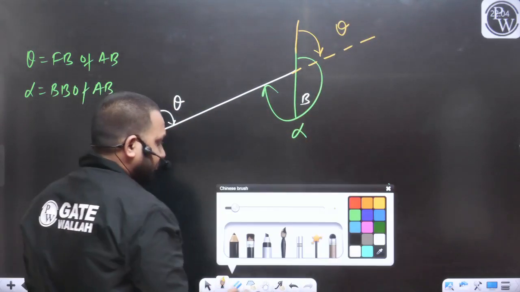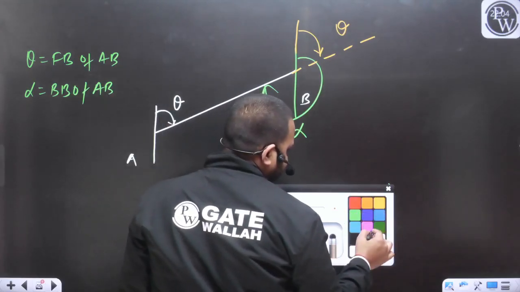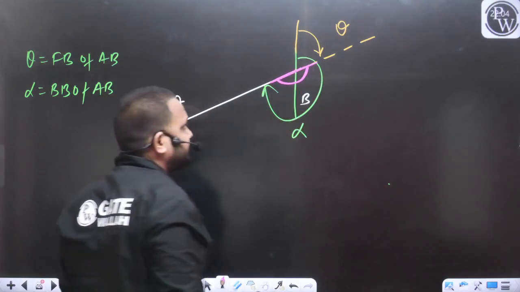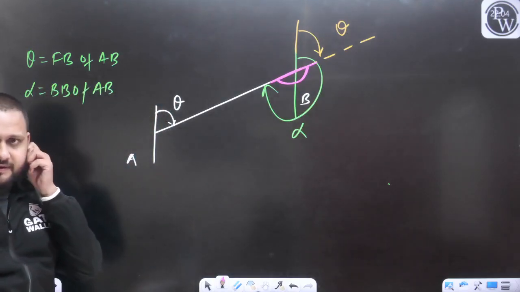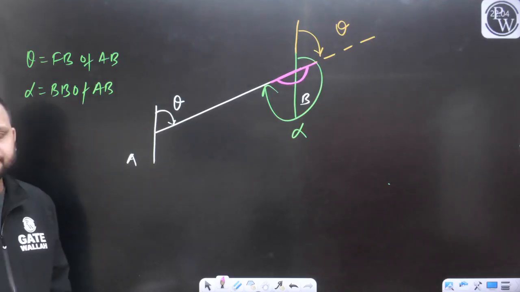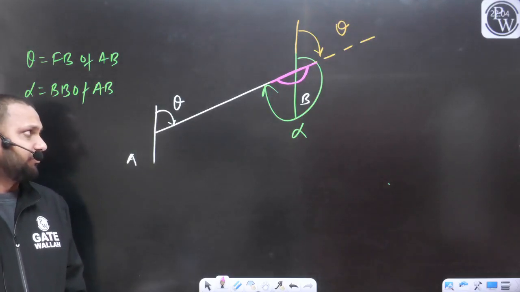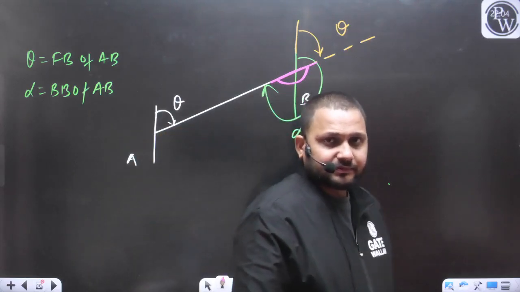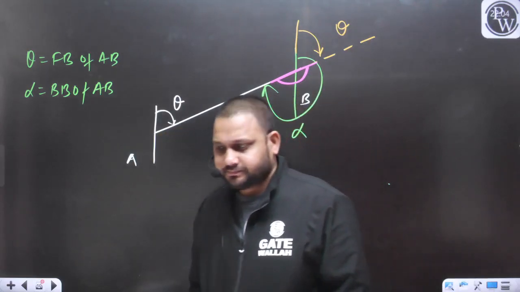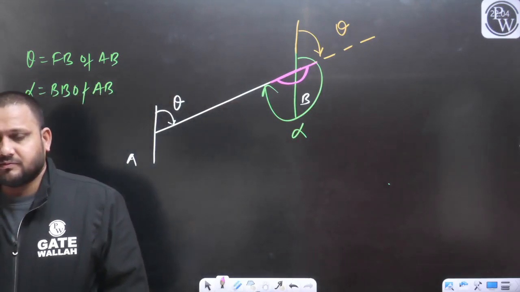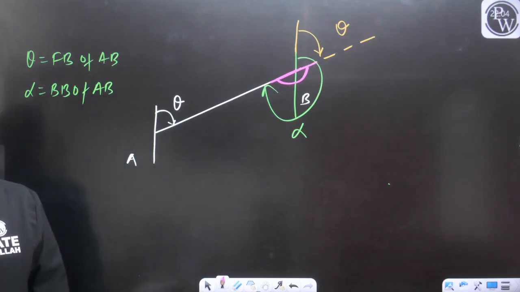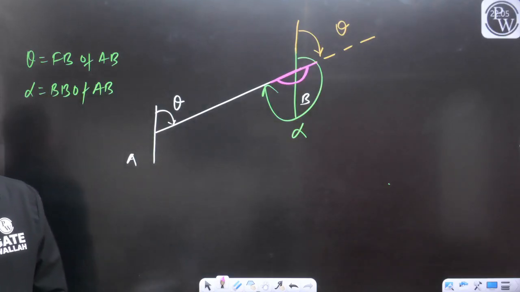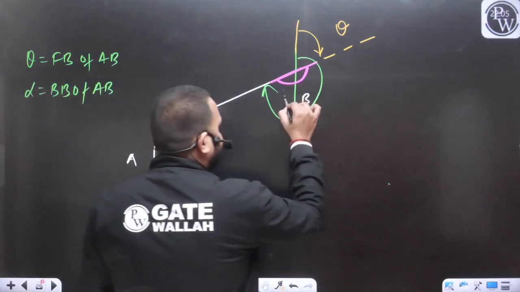Dadan, can you tell me what this pink angle will be? Tell me, Dadan. Angle on a straight line. Alpha minus theta. What will be the magnitude? Yes, 180 degrees. So this angle will be equal to 180 degrees.